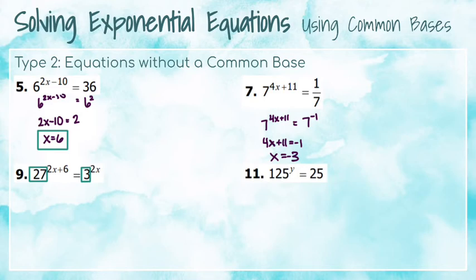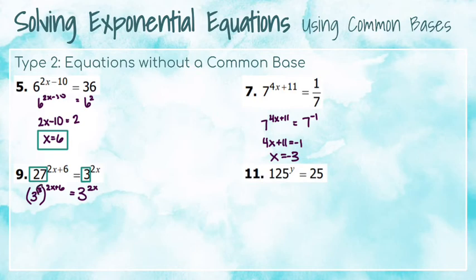But how could we raise 3 to a power to make it equal 27? We could cube this, 3 to the third power. So 3 to the third power equals 27, and then we've also got this exponent out here. So this is what we have now.